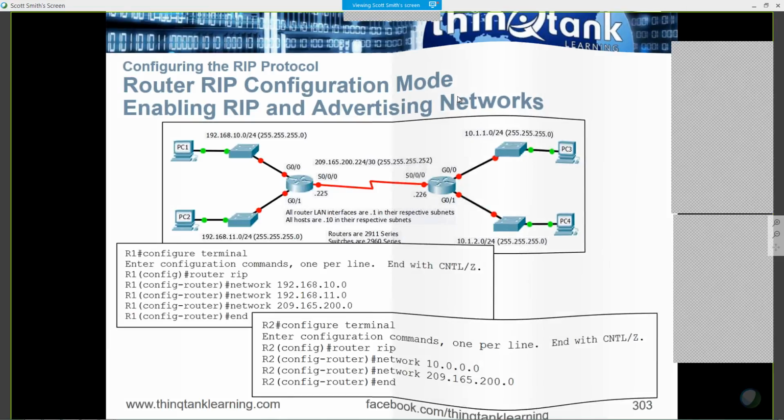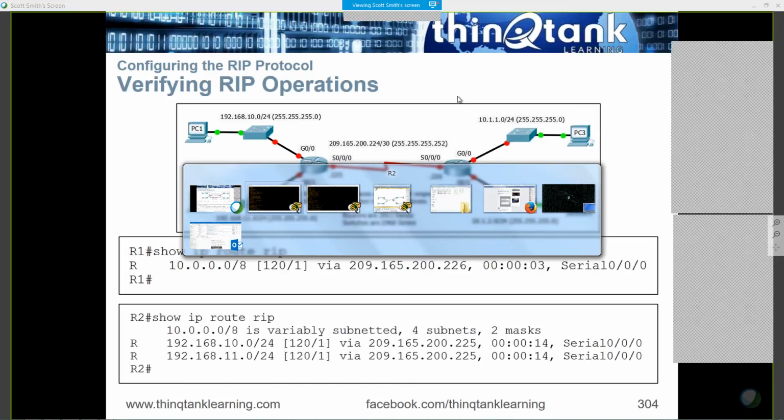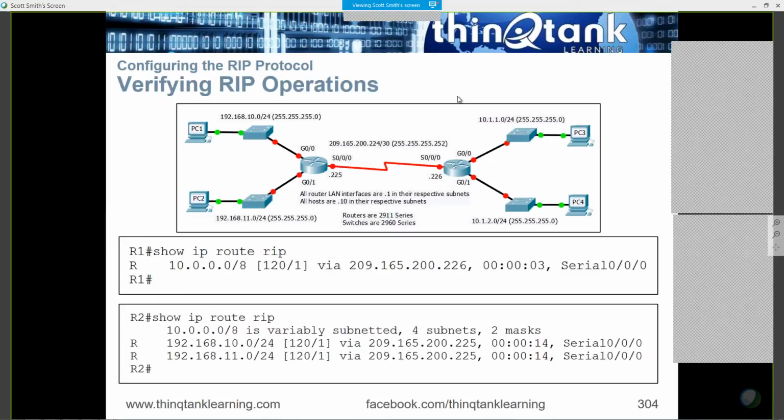Everybody go into router 1, okay, and type show IP route. I'll just do what's on the screen here. Show IP route RIP. Let's go ahead and analyze this output so I make sure you guys understand. You should see exactly what you see up on the screen. If you don't, we need to figure out why. Okay?